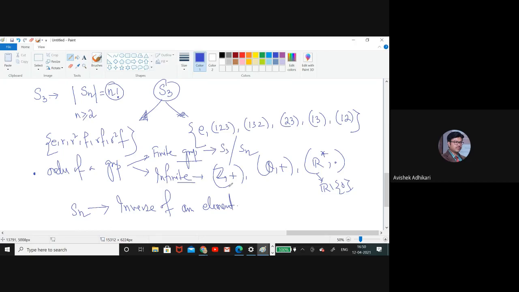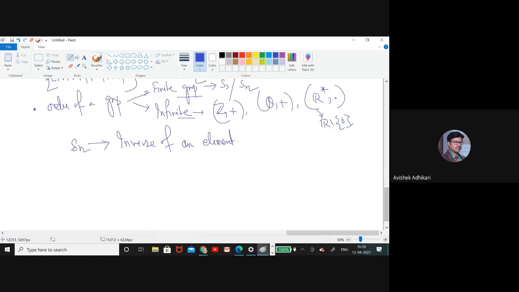So in the next class, we'll do another very interesting thing that is known as the order of an element of any group. Order of an element. I request all of you to please have a look at any book, from my book or Gallian's book or from Dummit and Foote, any book. What do you mean by the order of an element in any group G?